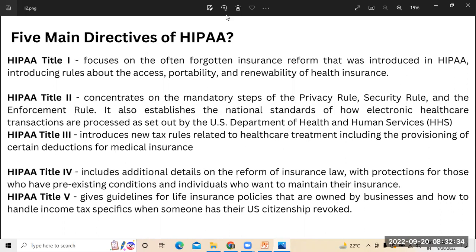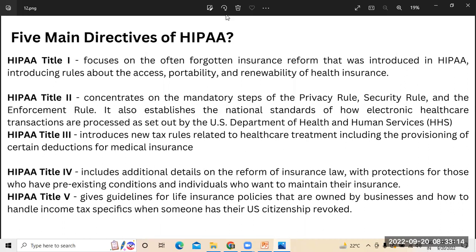Privacy and security were the general perspectives, whereas the enforcement rule is the implementation perspective. That's what we have to see. Title 3 focuses on the new tax rules which are relating to healthcare treatment, right? Whatever updations are to be made into the healthcare treatments, all this stuff will also be included in this. The fourth one includes the details of the reforms of the new insurance laws, majorly focusing on the pre-existing conditions of the individuals.